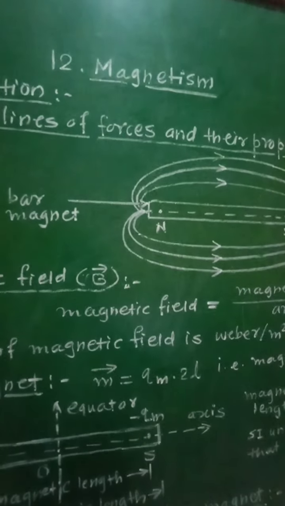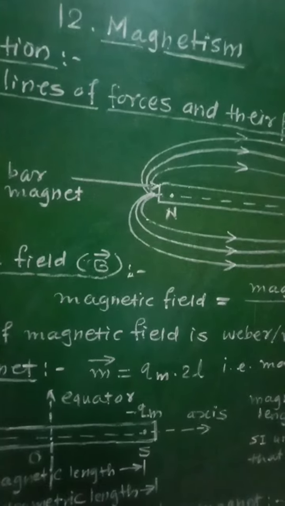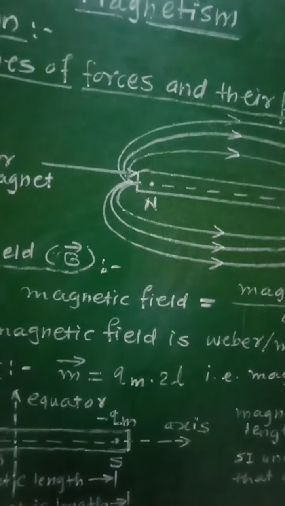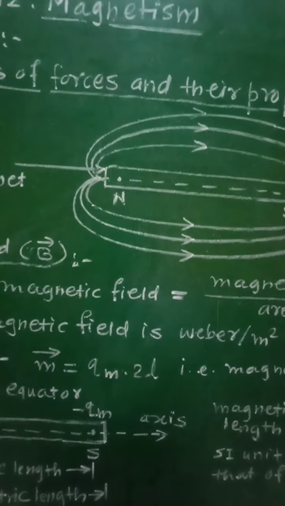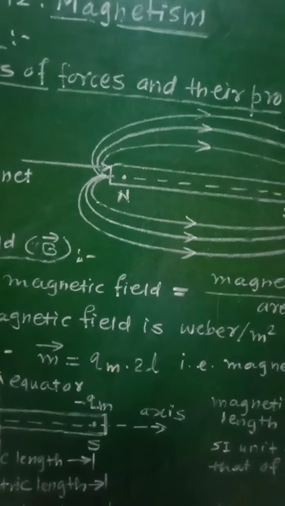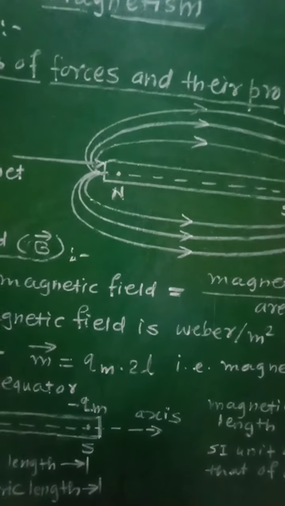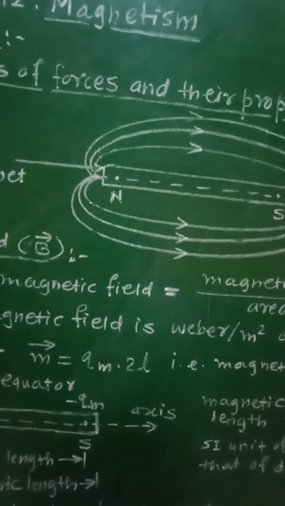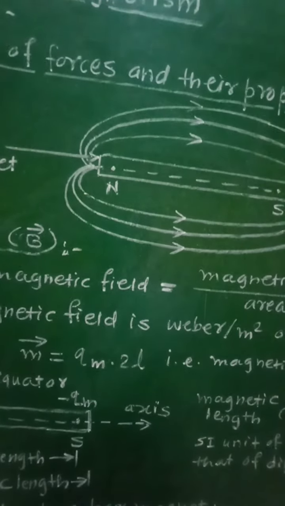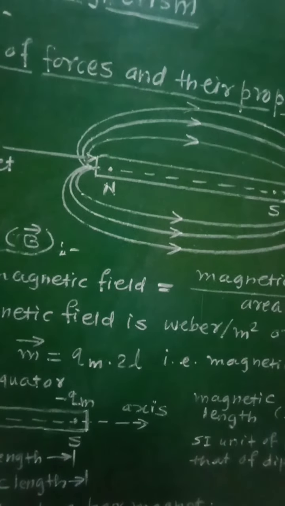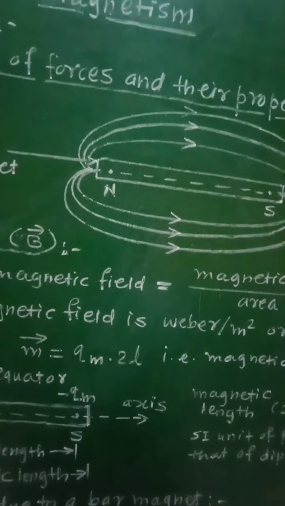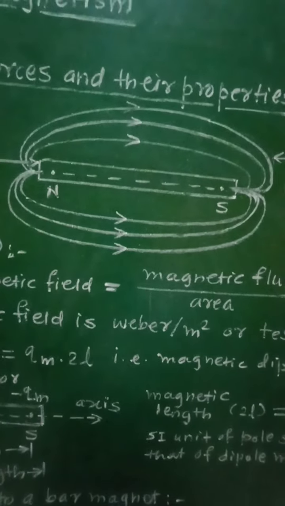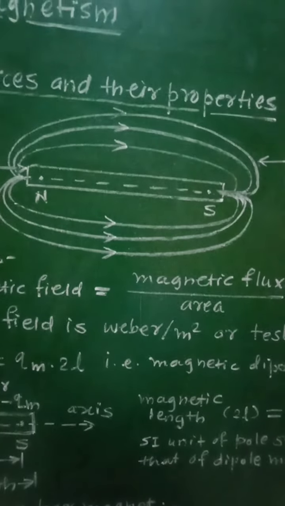That is vector B. The number of magnetic lines of force is called magnetic flux phi. The magnetic flux is nothing but the number of magnetic lines of force. So a bunch of magnetic lines of force will be called the magnetic flux phi, and the magnetic flux phi per unit area A is called magnetic field.